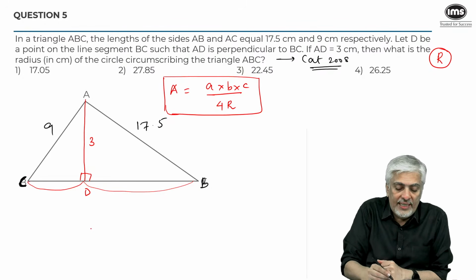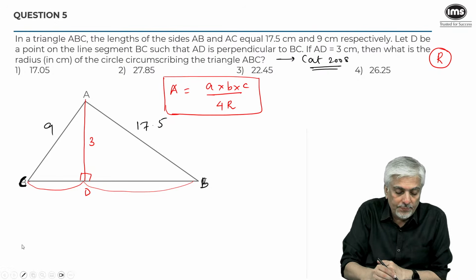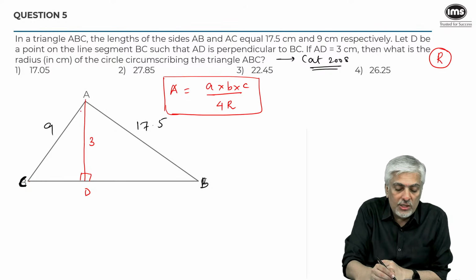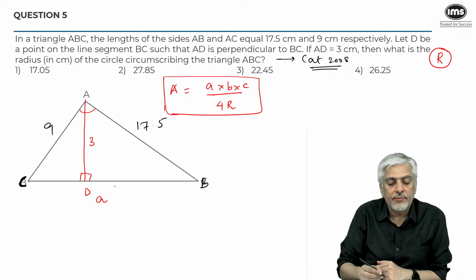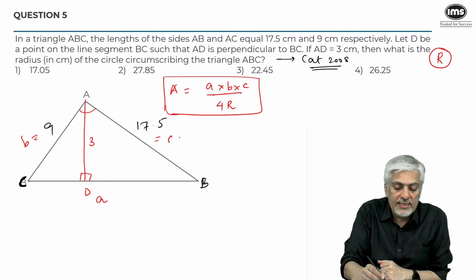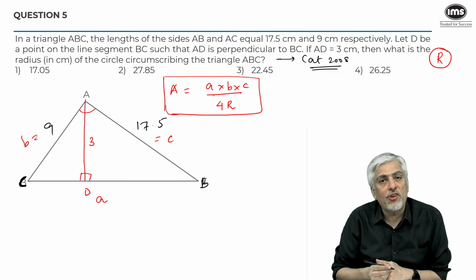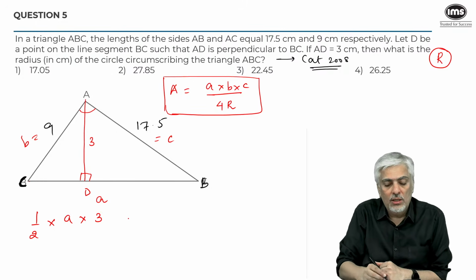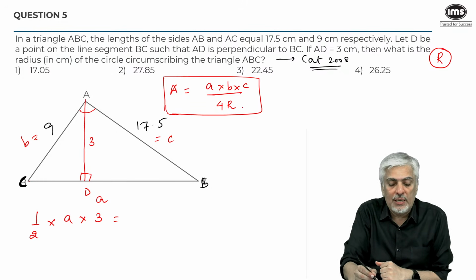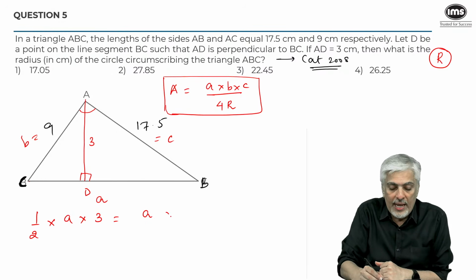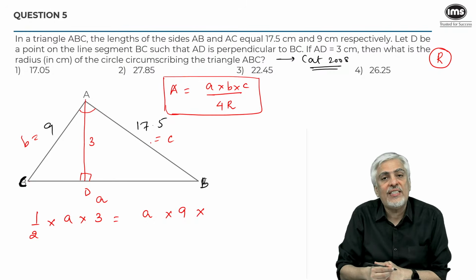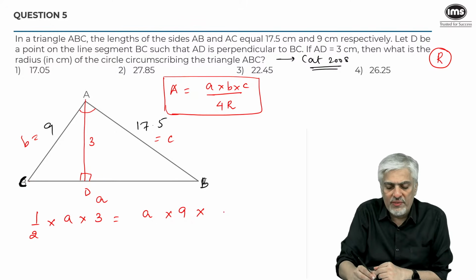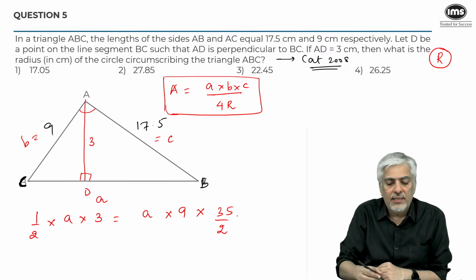Let's call this whole side as small a. It is opposite angle A, so we call it small a. So this is small b and this is small c. What is the area of a triangle formula? Normal formula, half base into height. So can I say half into base a, height is 3, is the area, which is also equal to a multiplied by b multiplied by c upon 4R. I don't know a, I know b is 9. I know c is 17.5. 17.5 is 35 upon 2 if you want to write it like that, upon 4R.